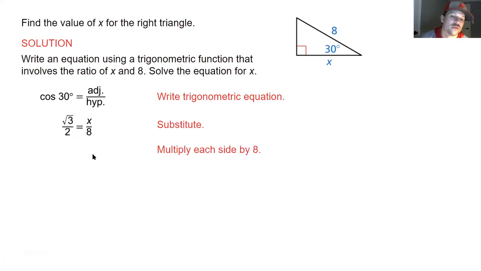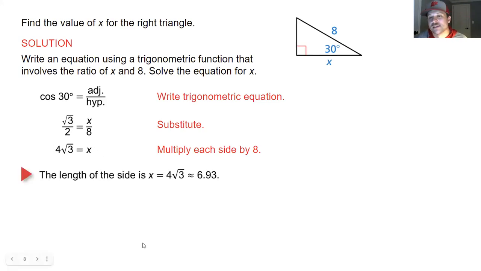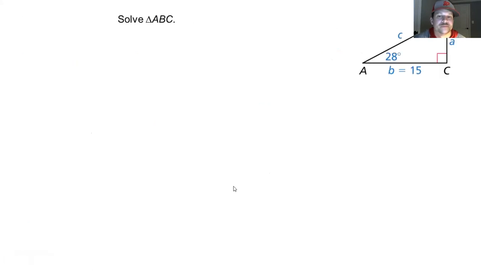So 8 square root of 3 divided by 2 is 4 square root of 3, and that equals your x, so that is the distance of that leg. If you round it to the nearest hundredth, 6.93 approximately.